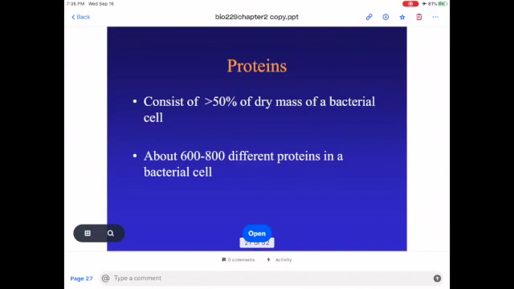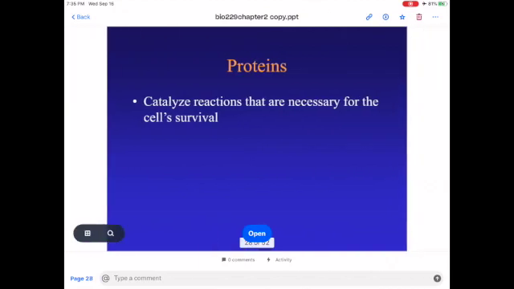Proteins. All right, proteins are hugely important to your cells, to bacterial cells. I have here an estimate of about 600 to 800 different proteins in an E. coli bacterial cell. So many different proteins, so many different functions. The first of which would be that they catalyze chemical reactions that are necessary for a cell's survival. Okay, these are enzymes.